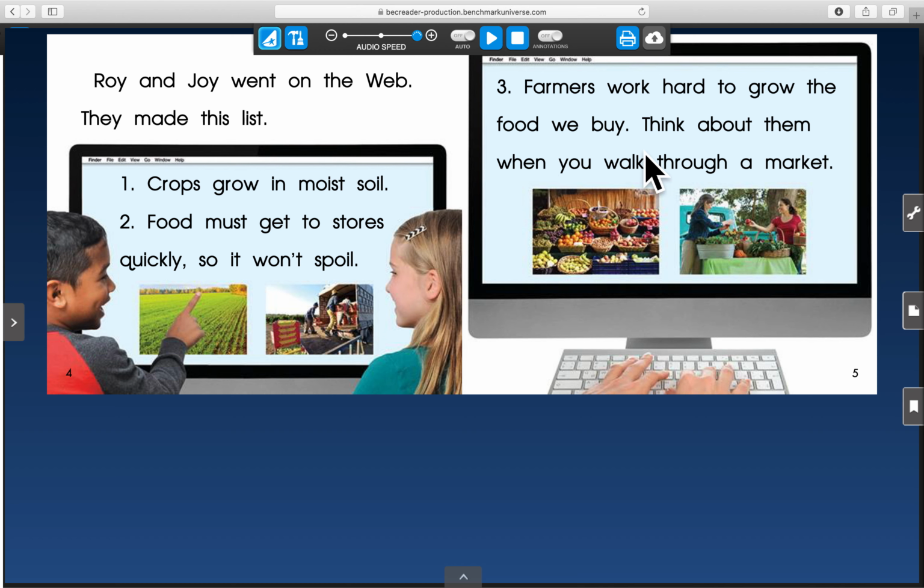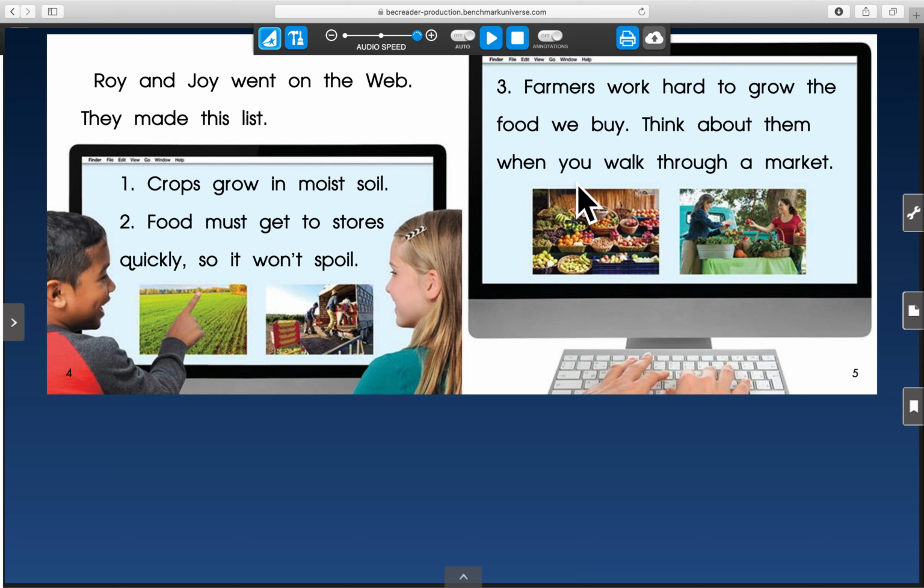Okay, now notice this was a long sentence, so sometimes you'd have to chunk it. And of course, we can use our decodables to practice our fluency. I didn't read that fluently, so I know I have to stop and try again. Like this. Farmers work hard to grow the food we buy. So I decided to chunk it right here. Farmers work hard, actually here. Farmers work hard to grow the food we buy. Think about them when you walk through a market. Think about who? The farmers that work hard, right?